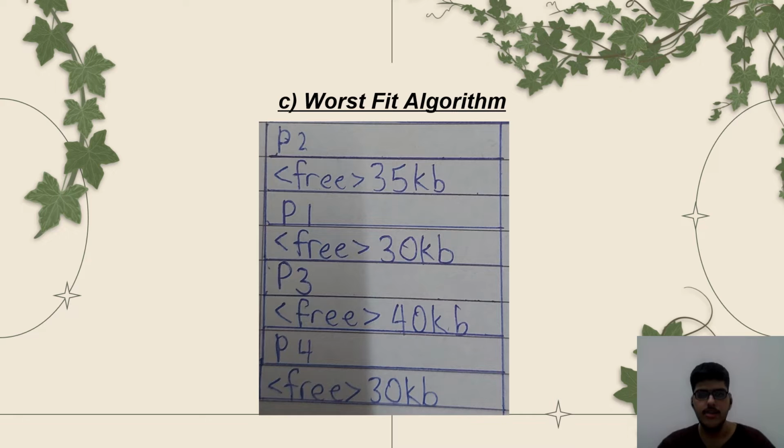For the worst fit algorithm, P4 will be under the second last row. 50 KB minus 30 KB equal to 20 KB.